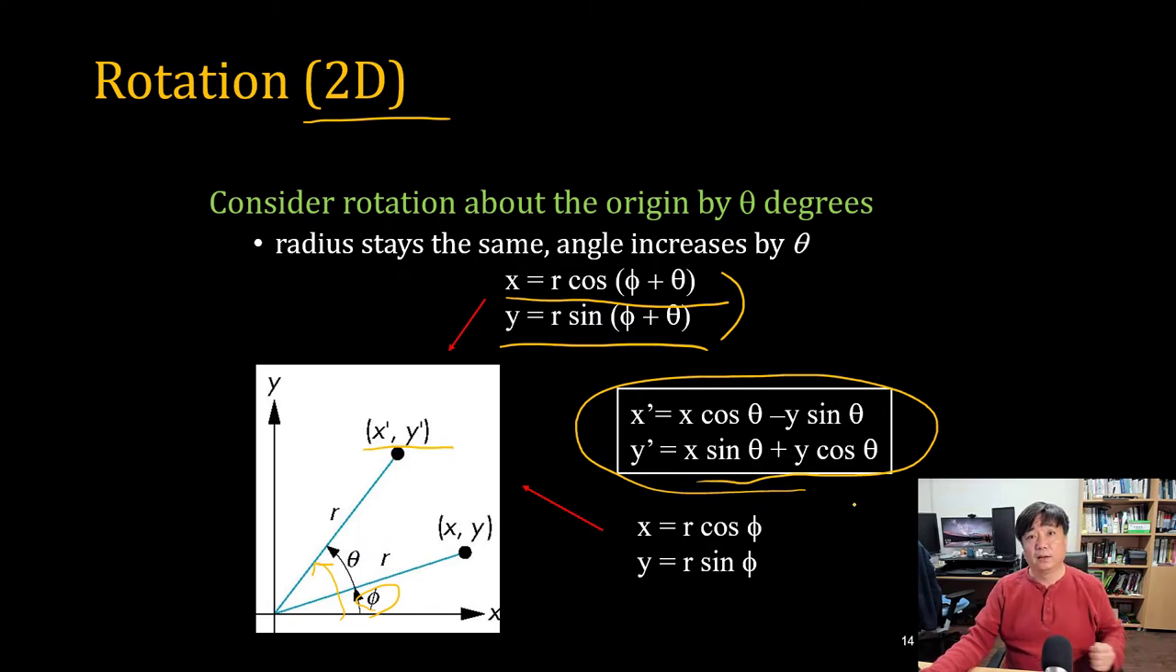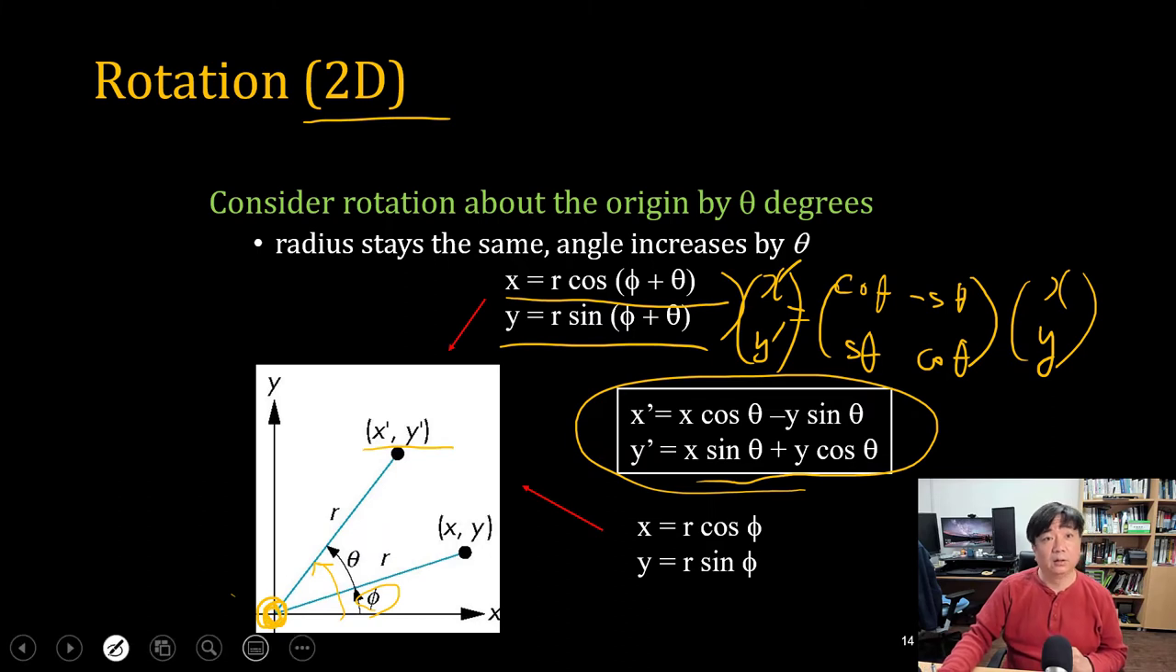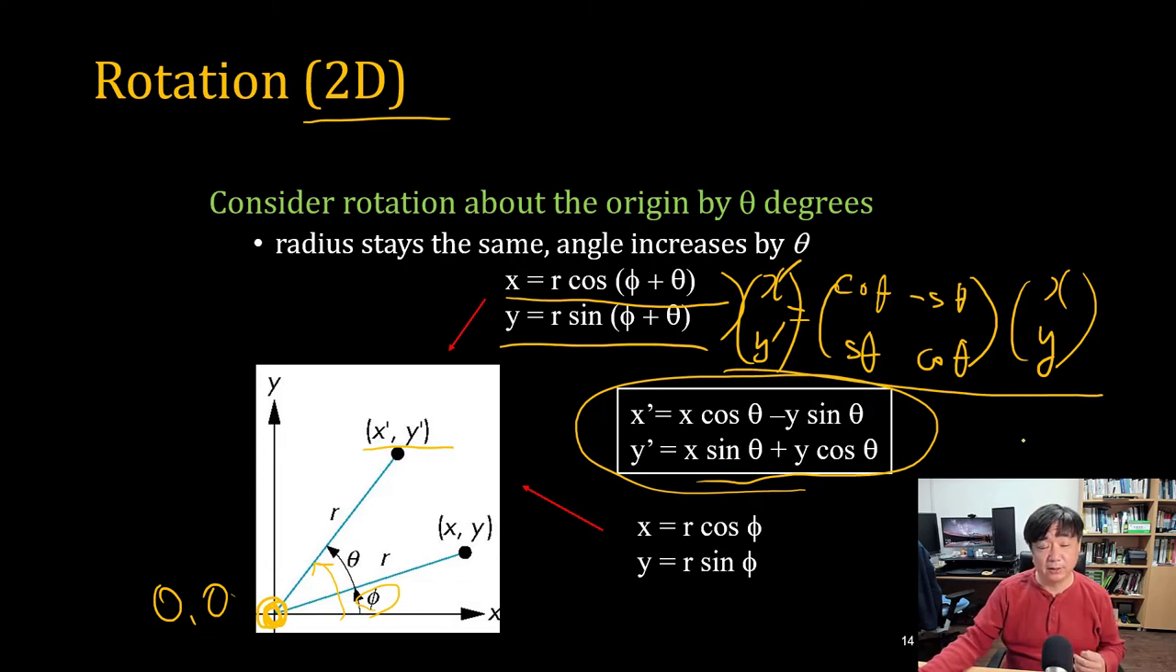So it looks like a matrix format. In two dimensions, cosine theta and minus sine theta, and sine theta and cosine theta, and then multiply with x, y, then we can get the rotated new vertex x prime, y prime. But the rotation pivot point should be the origin, the 0,0. Okay, if you are familiar with geometry or linear algebra, then you already know this equation.